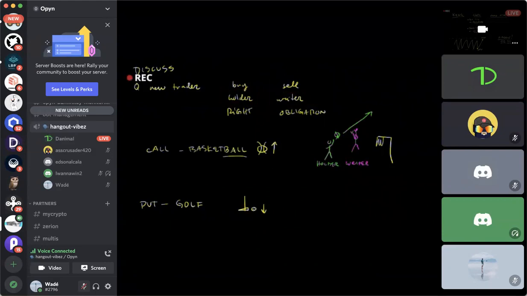So anyway, we have buy, holder, right. Those kind of terms are really helpful to equate with each other, whereas sell, writer, and obligation are kind of equated with each other. And so when it comes to call, you think of basketball, and then put, you think of golf. And those are really easy, simple things to associate.